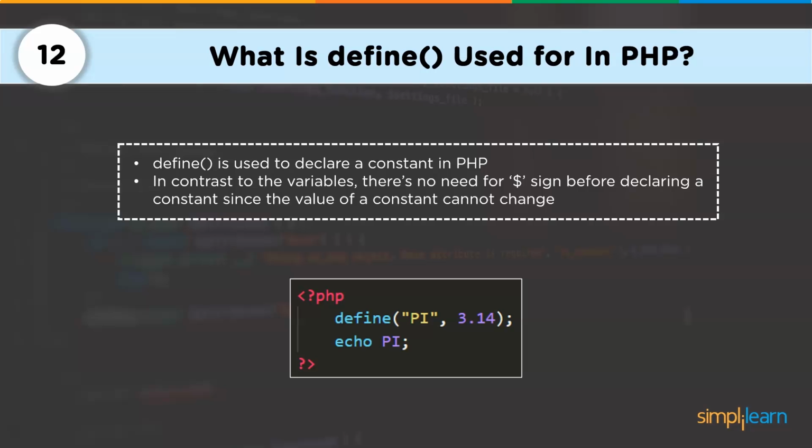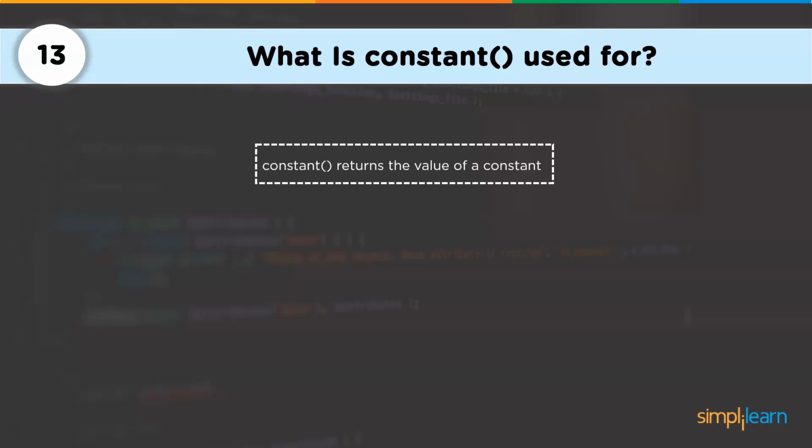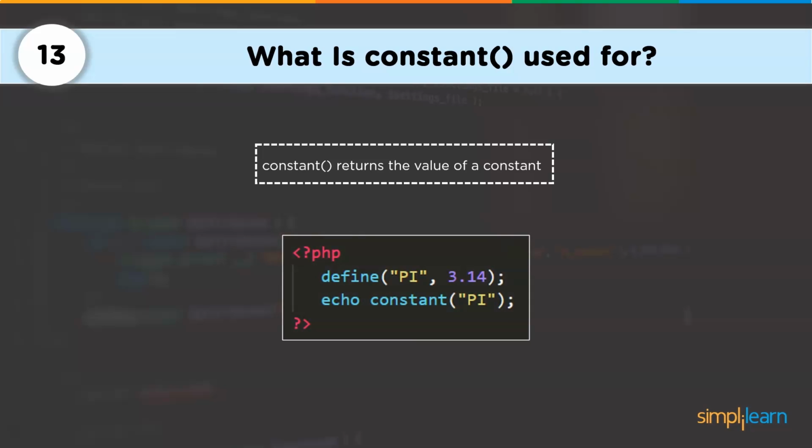Next question is related to this question: what is the constant function used for in PHP then? The constant function returns the value of a constant. It is not used to define a constant, but it returns the value of a constant. So suppose you define a constant using the define function and you want to return this value, you can use the constant function for that.